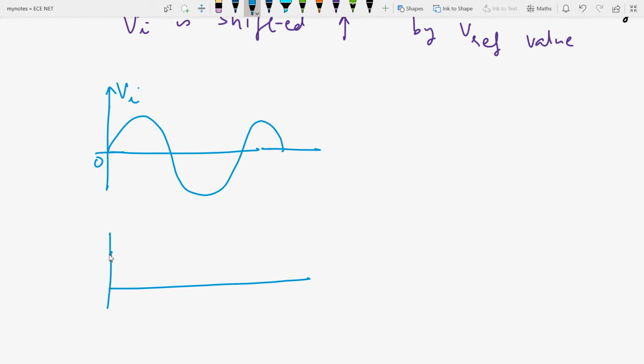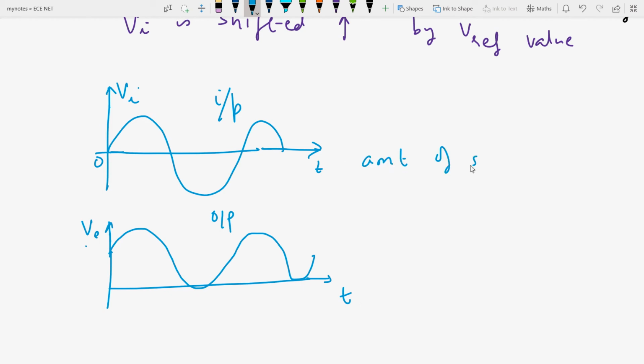So because its main function is to shift the signal vertically upwards by some positive DC level value, the positive clamper will look like this. On the positive side it will shift, and it will look like this. Okay, so this is V output, and this is the input signal, and this is the output signal. Okay, so the amount of shift only depends upon the DC reference voltage.